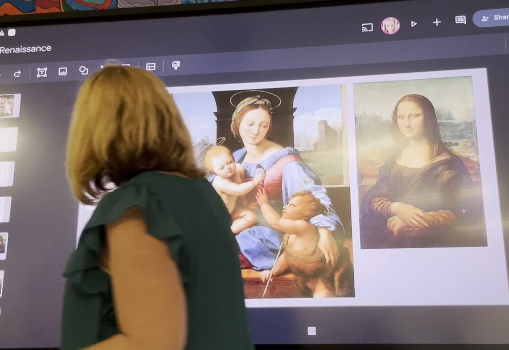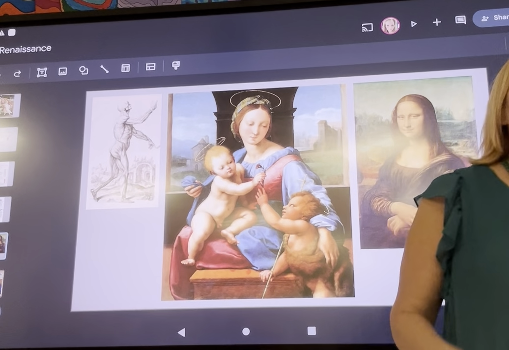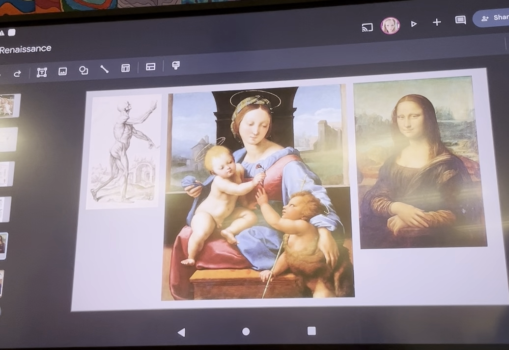Okay. I mentioned before that Leonardo da Vinci was interested in anatomy so much that he received permission to dissect the unclaimed bodies, for the purpose of learning, for the purpose of drawing.